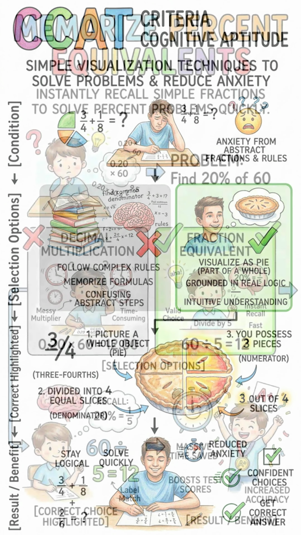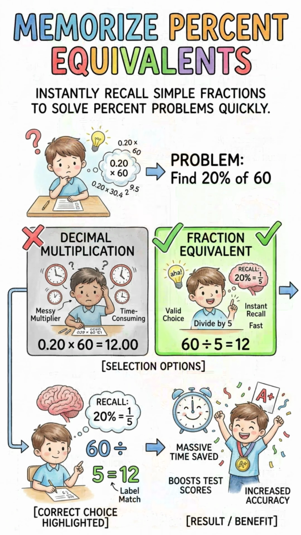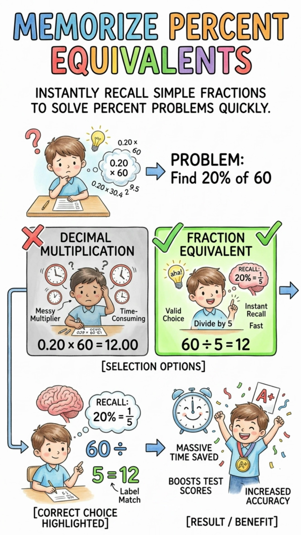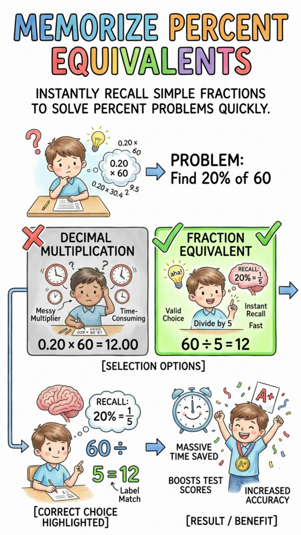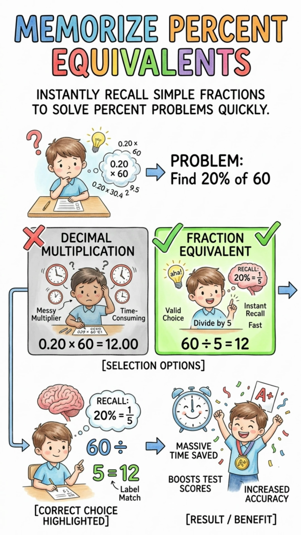You will save a tremendous amount of time if you memorize the percentage equivalents of the most common fractions. For example, you should instantly know that 1/2 is 50%, 1/4 is 25%, and 1/5 is 20%. You should also memorize that 1/3 is approximately 33%. When a word problem asks you to find 20% of a number, you can simply divide that number by 5 instead of doing messy decimal multiplication. Converting percentages back into simple fractions is a massive time-saving shortcut.